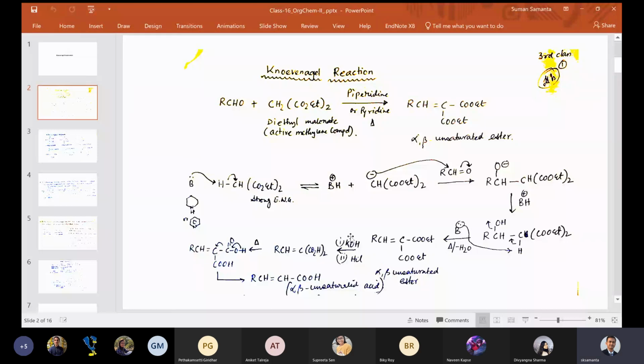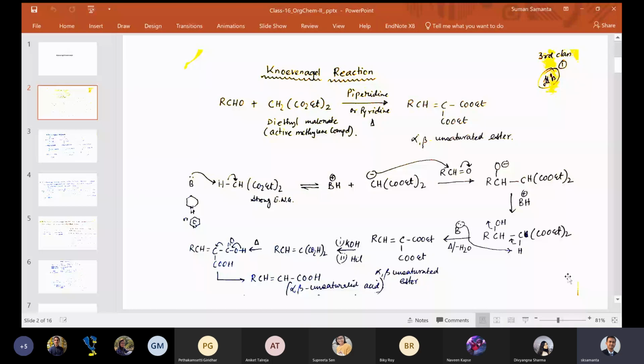After that you can do heat treatment, base hydrolysis followed by acidification and heat treatment. You can get this kind of alpha beta unsaturated acids. This is the mechanism of the reaction. If you have any question, you can ask.